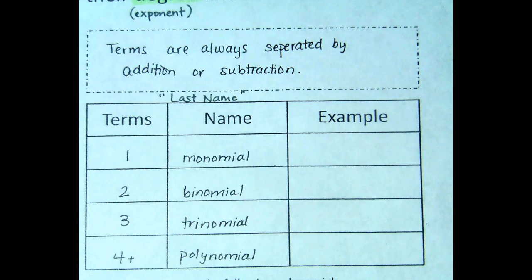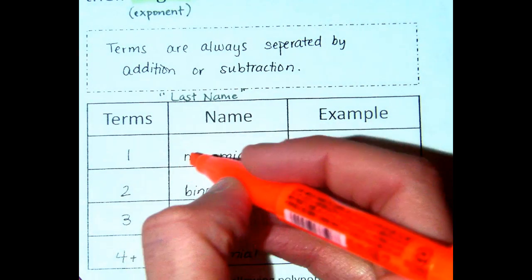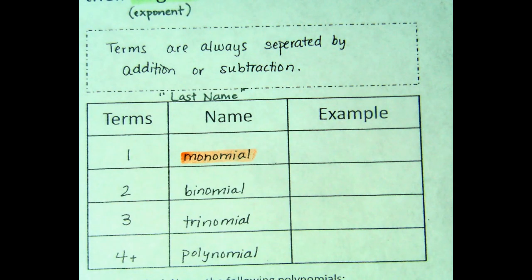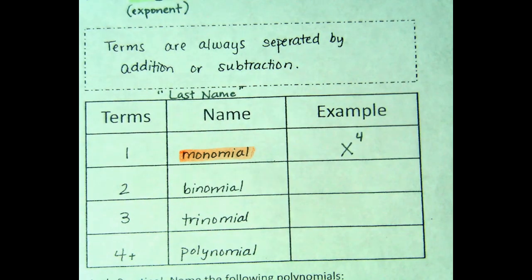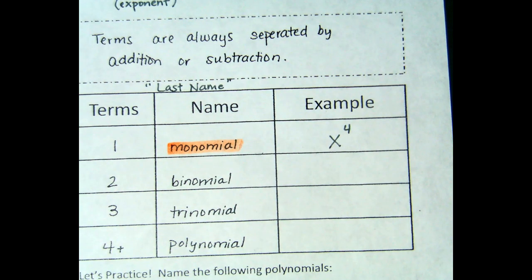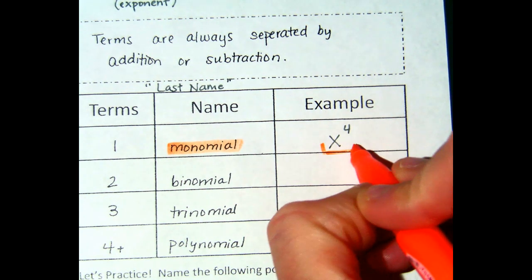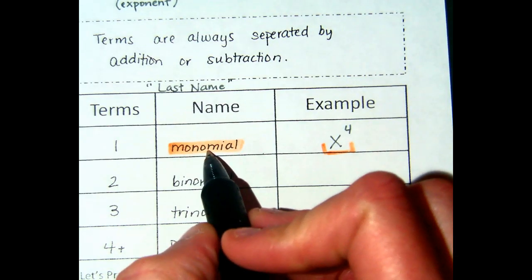All right, now we're talking about terms, and terms are always separated by addition or subtraction. Monomial means it has one term. That means it's not separated by anything because there's only one of them. So just anything at all is a monomial, like x to the 4th, or 2, or whatever. As long as there's no addition or subtraction anywhere with it, it's a monomial. And that's how we're going to separate them, saying, look, we have just one thing here. This thing that I said is the term. Okay? Mono means one.